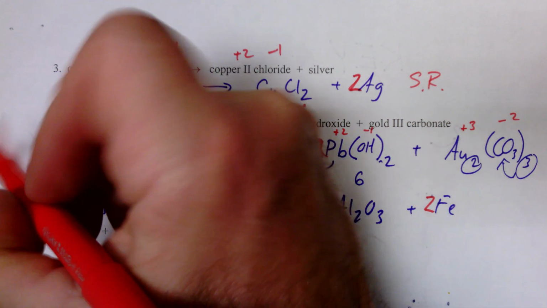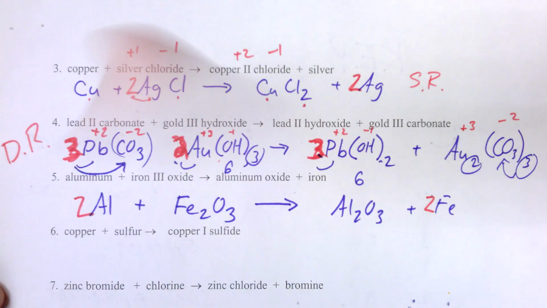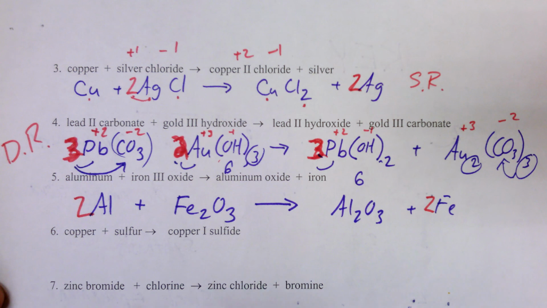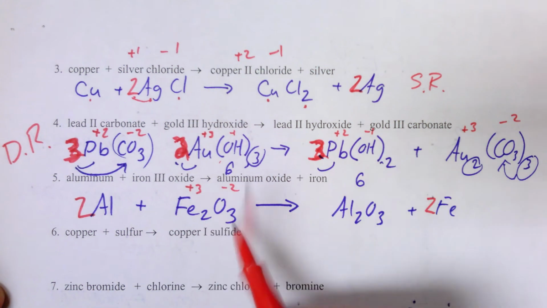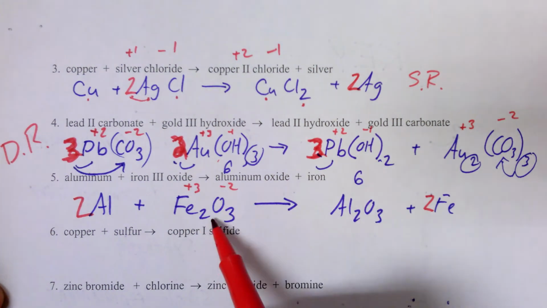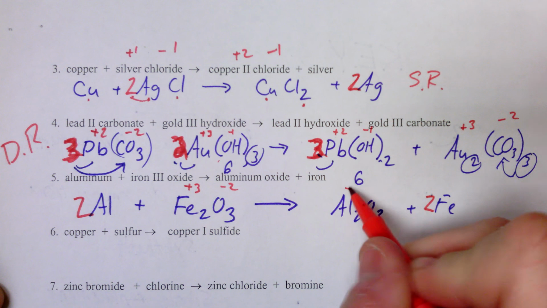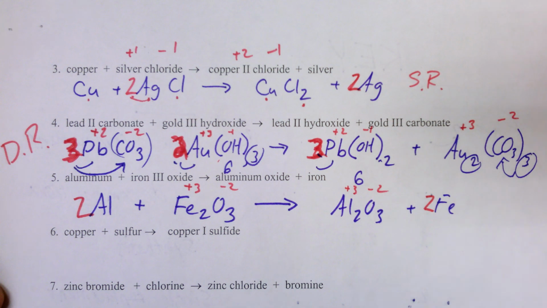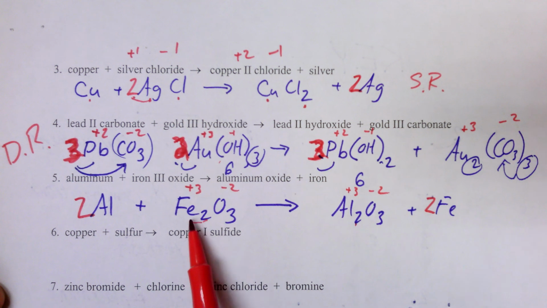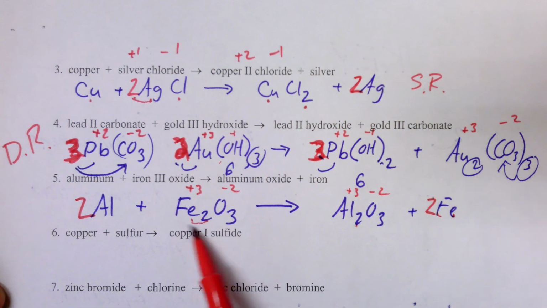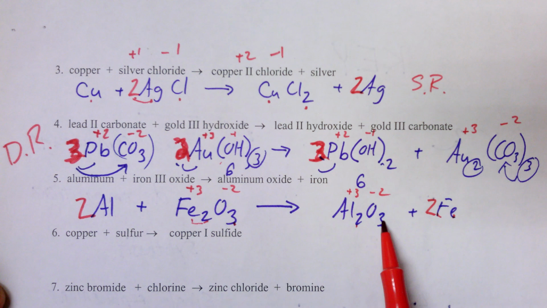I did forget to mention that this was a double replacement reaction. In the aluminum plus the iron 3 oxide, iron's +3, oxygen's a -2. That's why I get Fe2O3. Aluminum's +3, oxygen -2, cross and drop. All right, so I've got 2 aluminums, 2 aluminums. 2 irons, 2 irons. 3 oxygens and 3 oxygens.